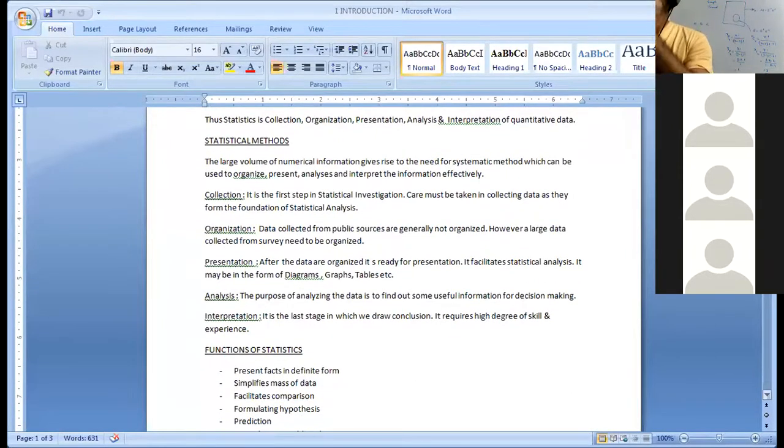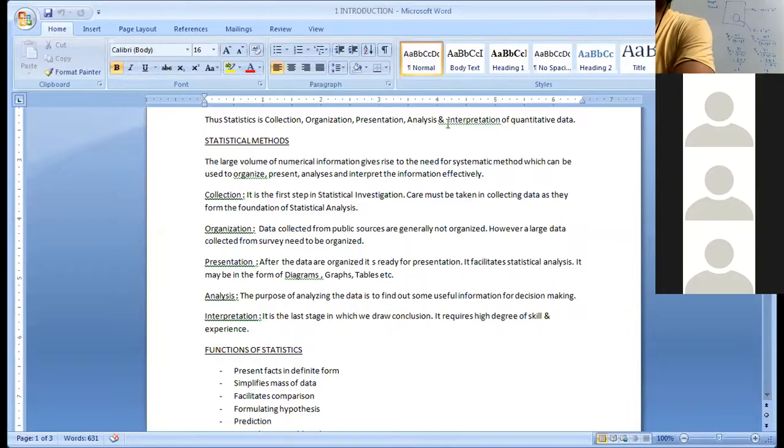Now, let us see these 5 steps. Statistical method: the large volume of numerical information gives rise to need of systematic methods. See, as I told you, 1 lakh questionnaires we have collected. So information is large and it has to be put in proper systematic methods, which can be used to organize, present, analyze, and interpret the information effectively.